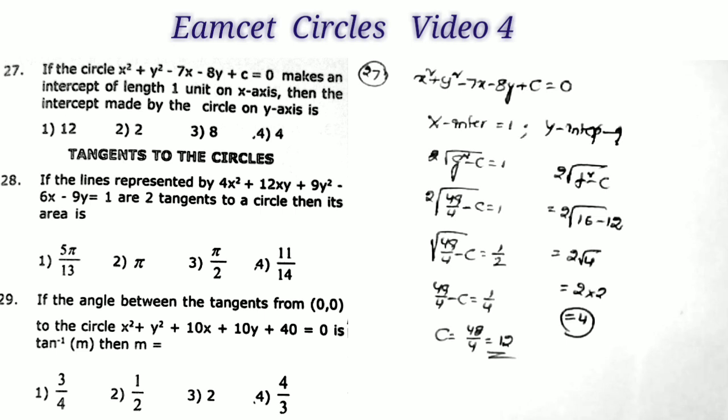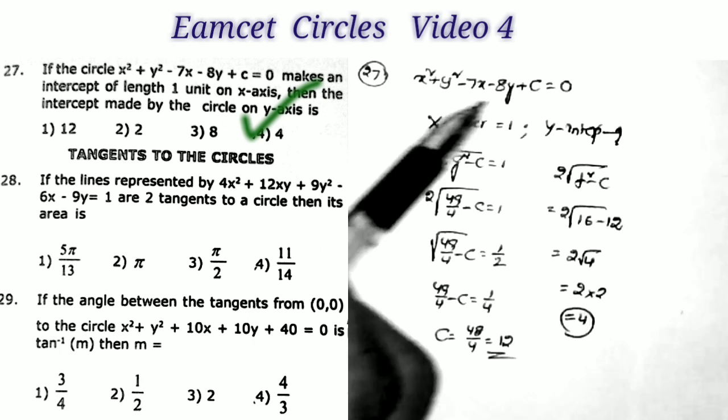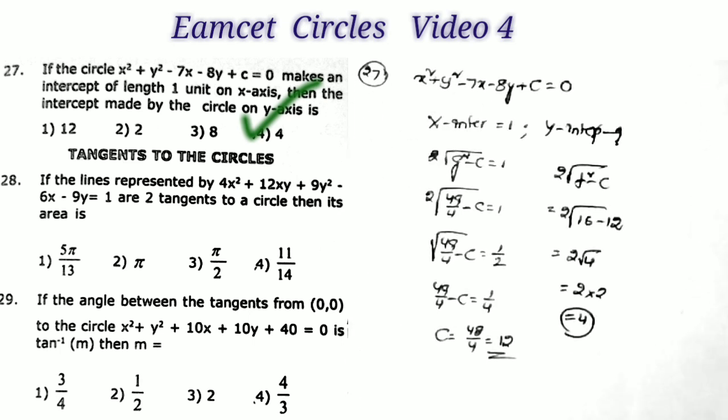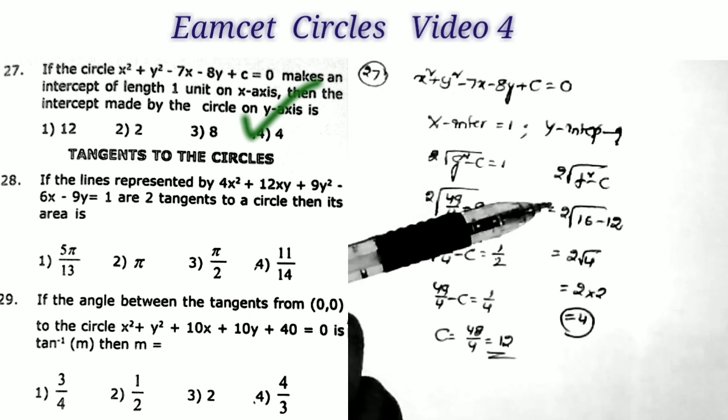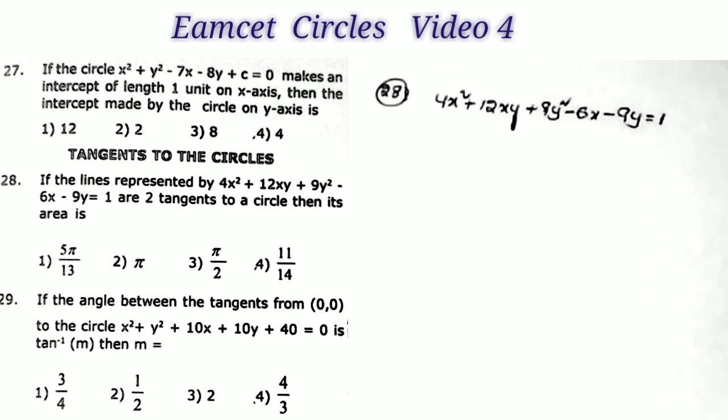That's all. The x-intercept is given, we want the y-intercept, that is the given question. The c value is not given here, so first we have to find the c value and replace that value in the formula to get the y-intercept. That's all. Next question, sum number 28.